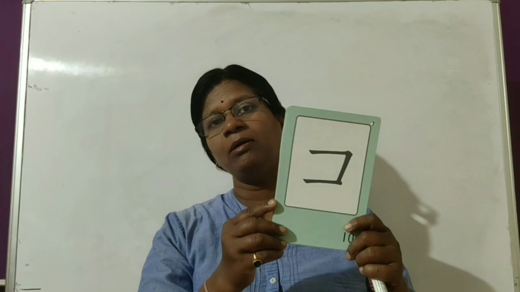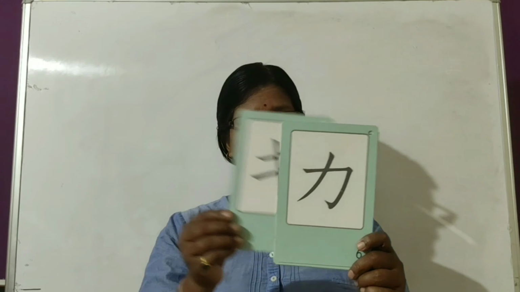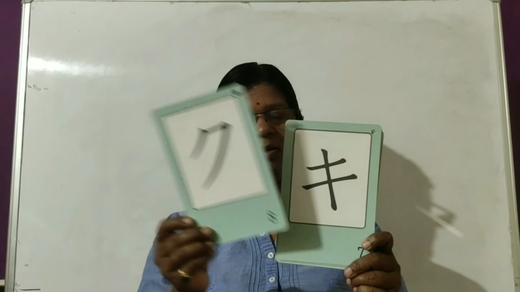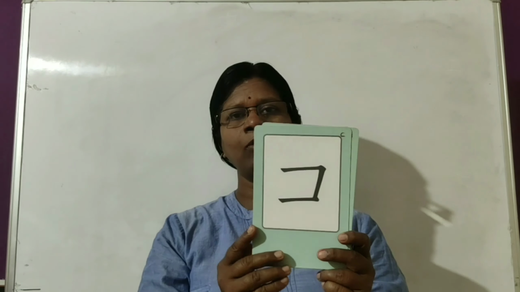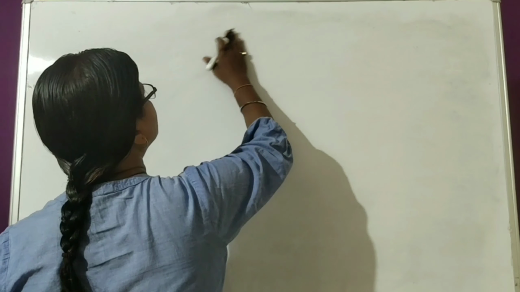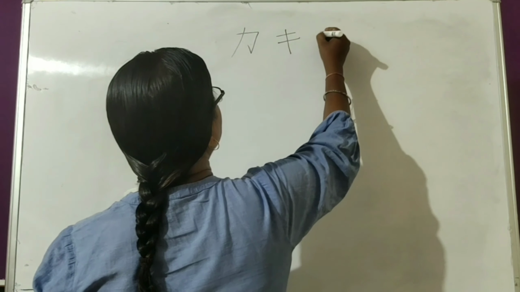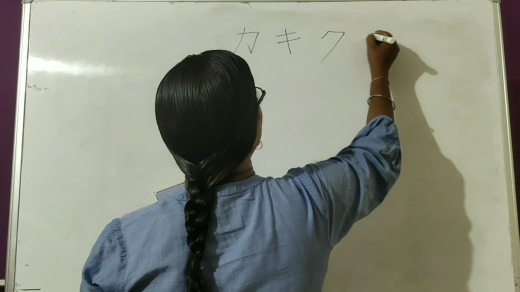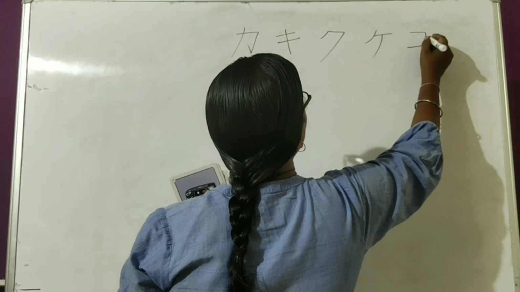After A, E, U, A, O, we are going to learn Ka, Ki, Ku, Ke, Ko. Look at here and say Ka, Ki, Ku, Ke, Ko. Okay? Ka, Ki, Ku, Ke, Ko.